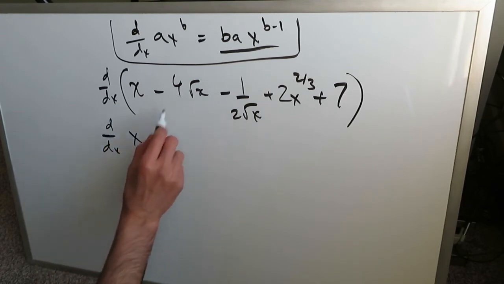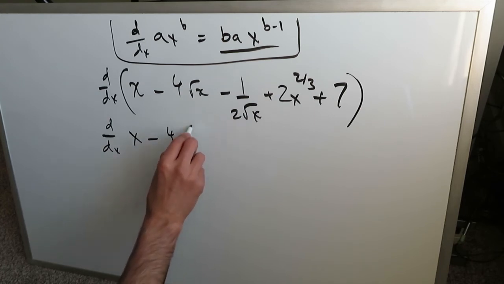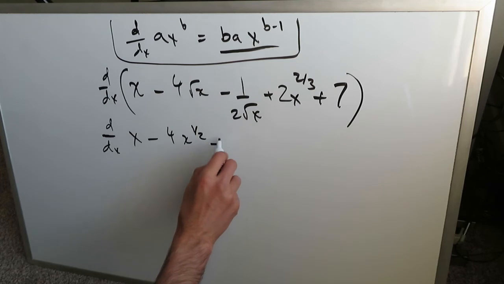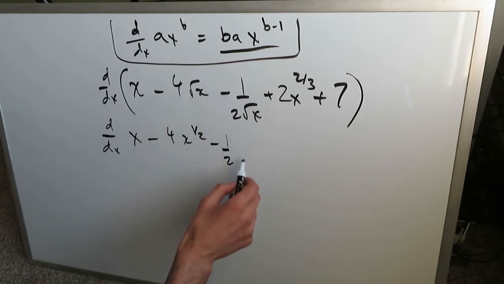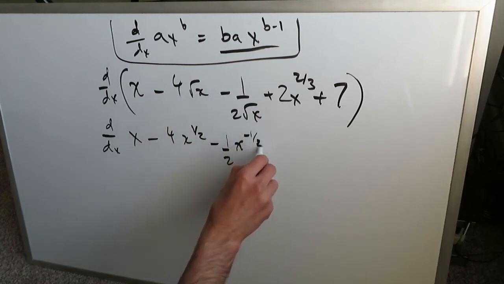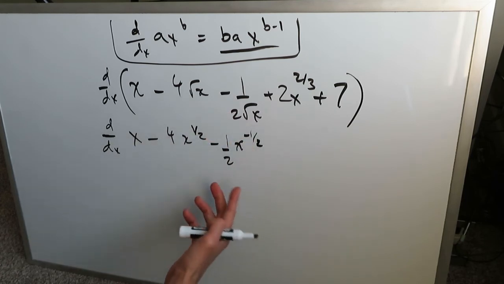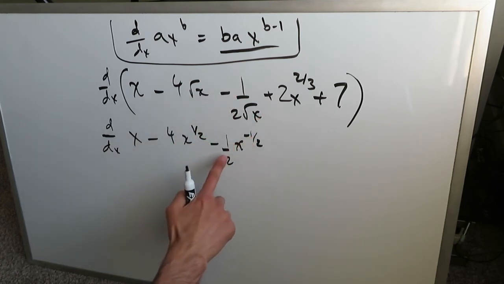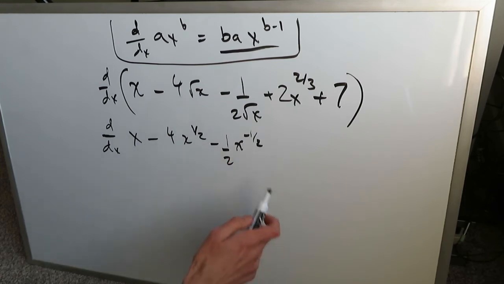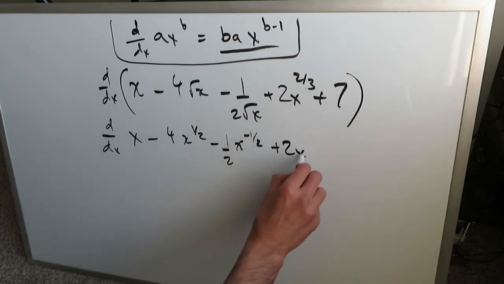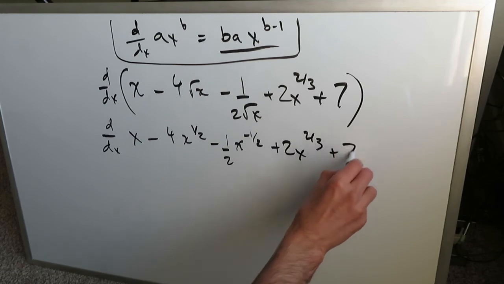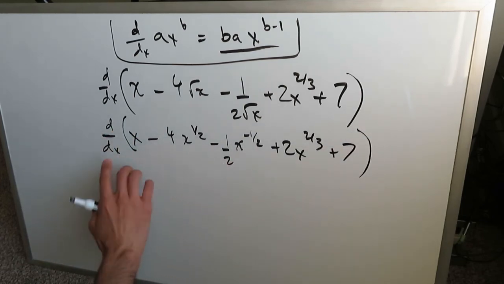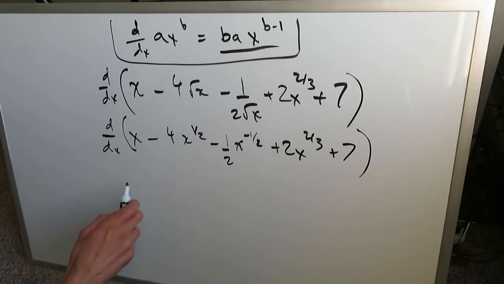x stays as an x, 4 root x becomes 4x to the power 1/2. It's easier to see that than a radical sign. You've got to bring this radical up as x to the power minus 1/2. The 2 stays down because it's still like a coefficient. 1 over 2 root x is x to the power minus 1/2 divided by 2. And this thing stays as is, and 7 stays as is. And you're still having to determine 1, 2, 3, 4, 5 different term derivatives.